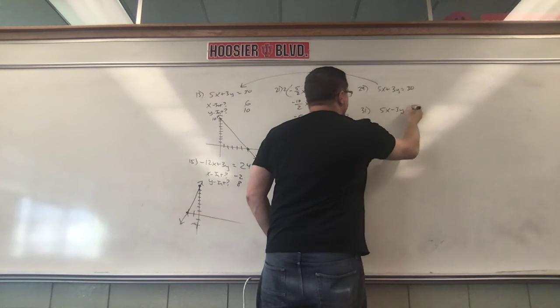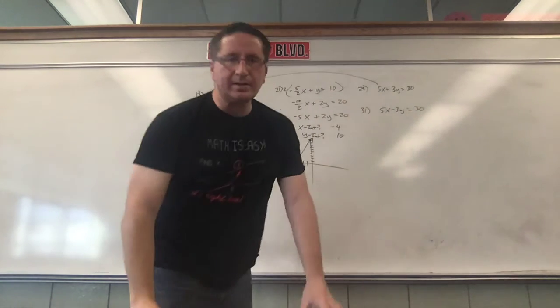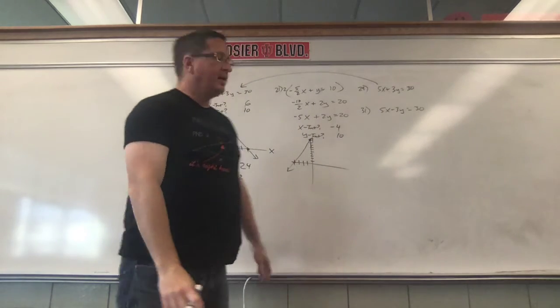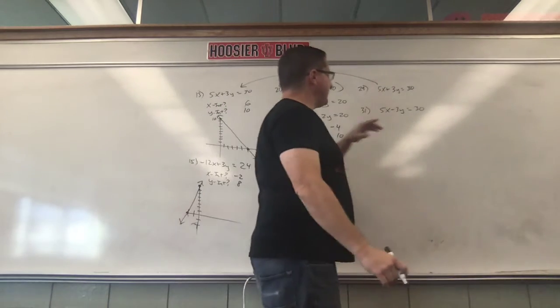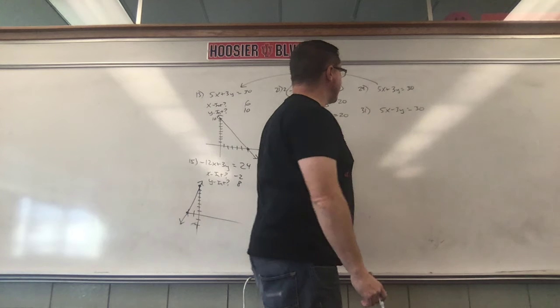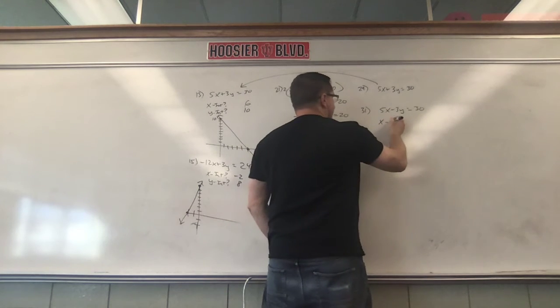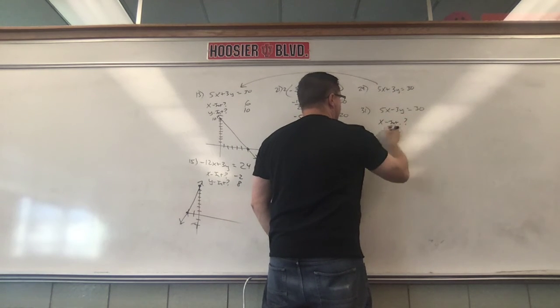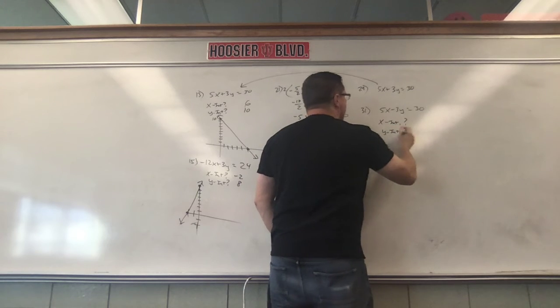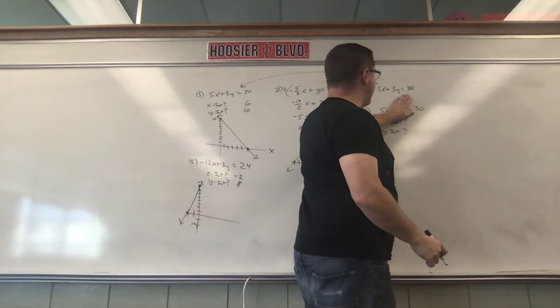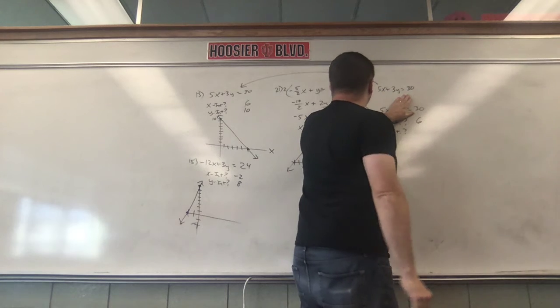5x minus 3y equals 30. I think that's what it says. Yep. Okay, so this looks like everything else is going to be the same thing. Well, no, it's got a minus sign right there, so that's not the same exact problem. So our x-intercept and our y-intercept. Find our x-intercept, cover up the y. 5 times what's 30? 5 times 6 is 30.